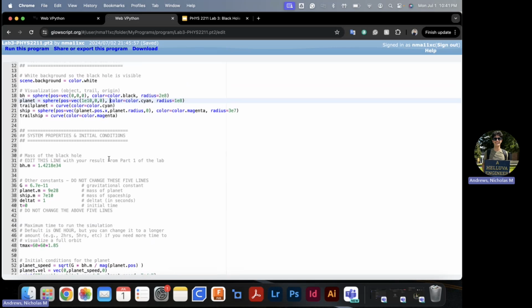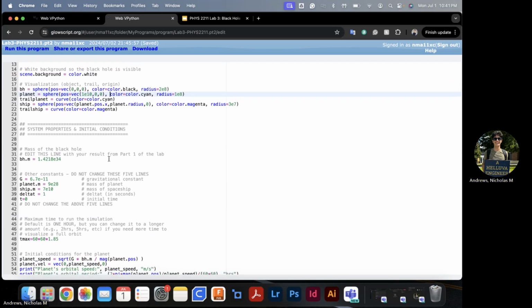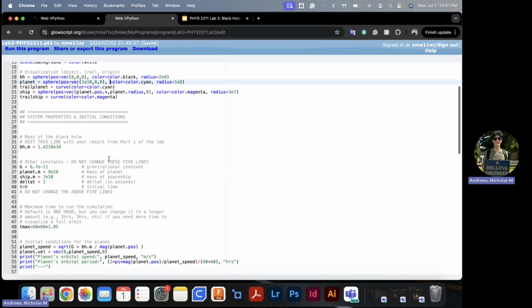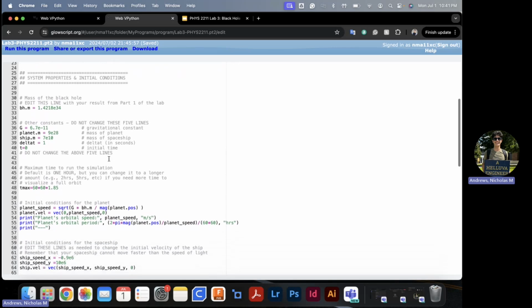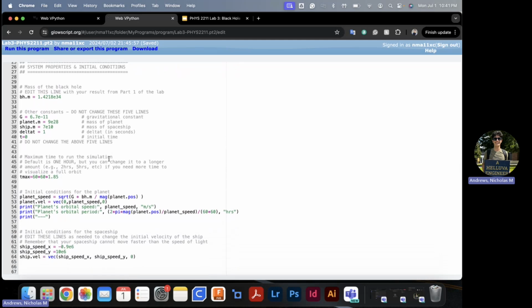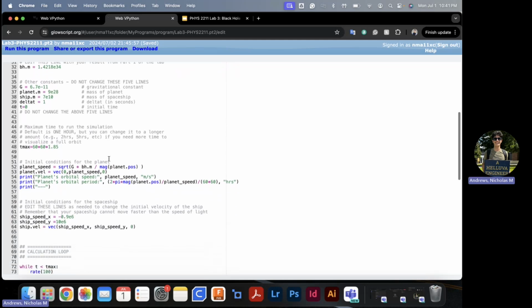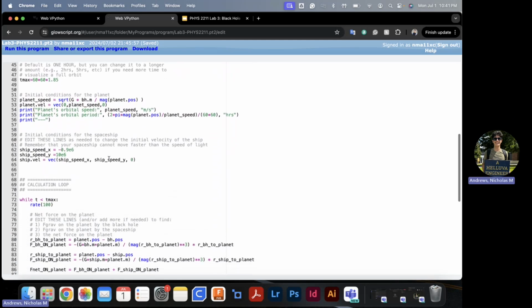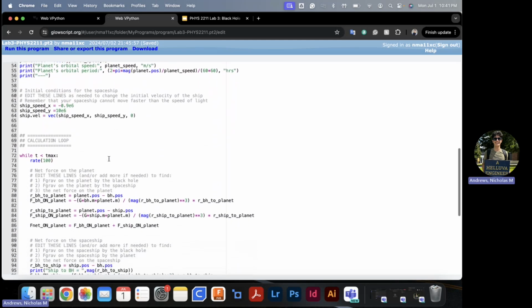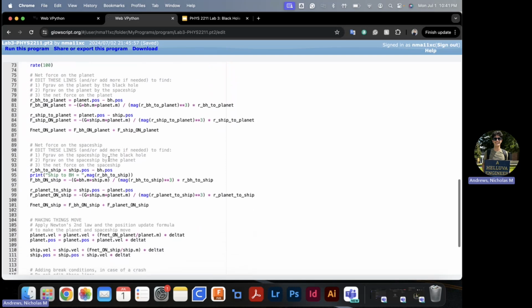We define the scene's background, objects like black hole, planet, and spaceship, and their initial properties. The system's properties and initial conditions: set constants such as gravitational constant G and masses of the black hole, planet, and spaceship. Calculation loop: calculate the gravitational forces acting on the planet and spaceship due to the black hole and each other. Update the positions and velocities of the planet and spaceship based on these forces. This loop continues until the spaceship completes the slingshot maneuver or crashes.